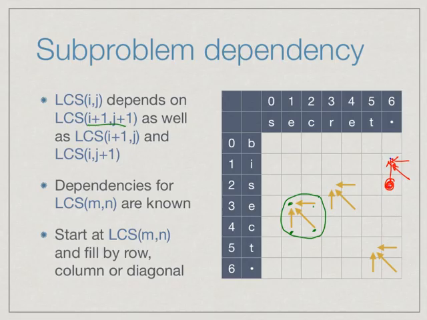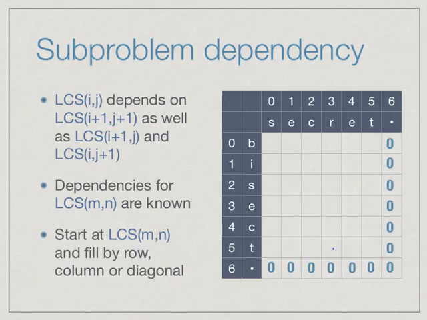So I can't fill up this square directly. The only square I can fill up directly is this one because it has nothing to its right, nothing diagonally, and nothing below. Okay, so I start from there and I put a 0, and as before, we can go down this because now once we have this, we have everything to its left.